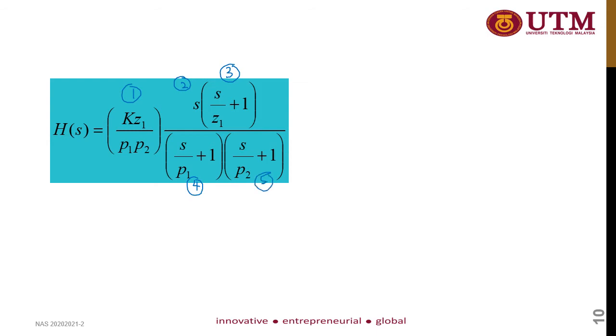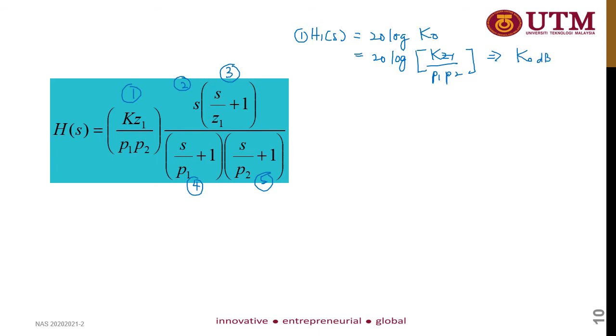What you need to do first is write down the transfer function for each individual component. Start with the constant. First you have h1s equal to 20 log 10 of your k naught, where k naught equals kz1 divided by p1 p2. You get this one equal to k0 in dB. Move on to the second component.